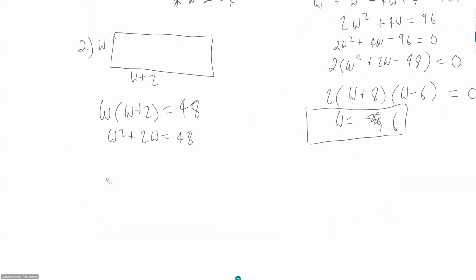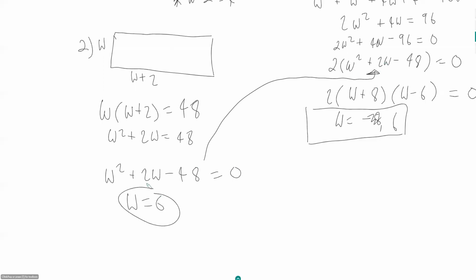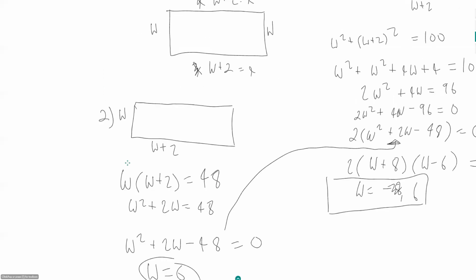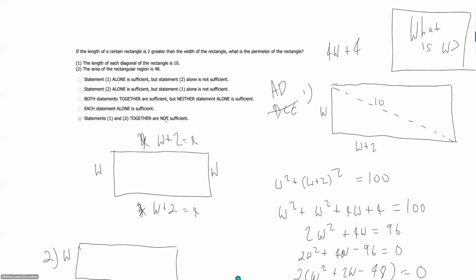And now we have W squared plus 2W minus 48 is equal to 0. And we don't need to go any further because this is the same quadratic that we got over here. So it's going to give us our same roots. W is equal to 6. So both statements in this case are sufficient. D.